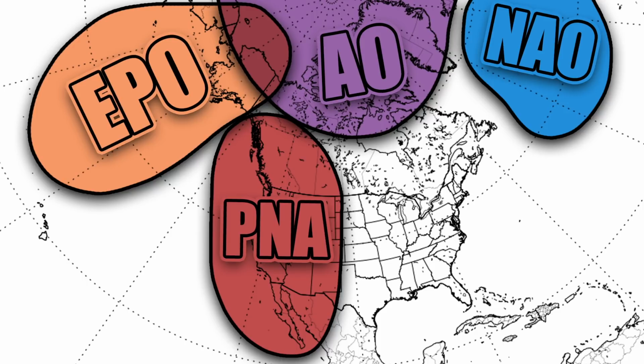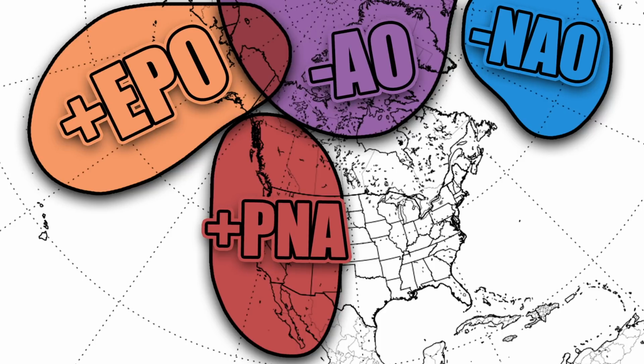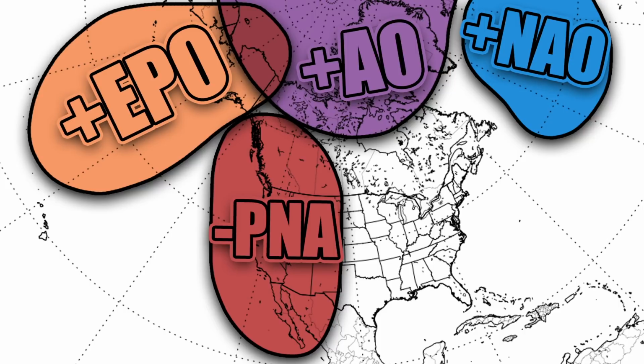Now, if you like cold and snow in the east, here's what you want. You want a positive EPO, you want a positive PNA, and you also want a negative AO and a negative NAO. Now, if you live in the western United States, basically from the Rockies westward, what you want is a positive NAO, a positive AO, and a negative PNA.